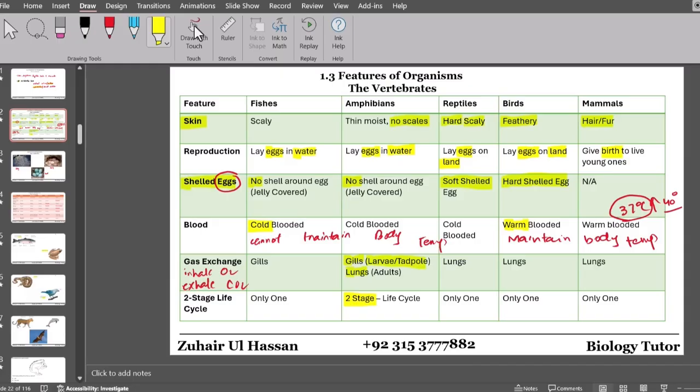The newly born amphibian is known as the larva or tadpole, and when it is born, it has gills. And when that tadpole becomes an adult, it has lungs present for that gas exchange process. Reptiles, birds, and mammals, all these 3 vertebrates have lungs present for gas exchange. A 2-stage life cycle is only present in amphibians. All the other 4 vertebrates have only a 1-stage life cycle.